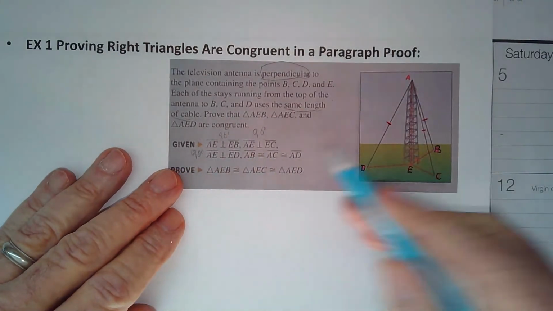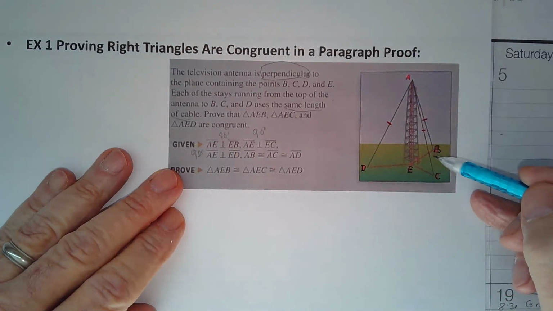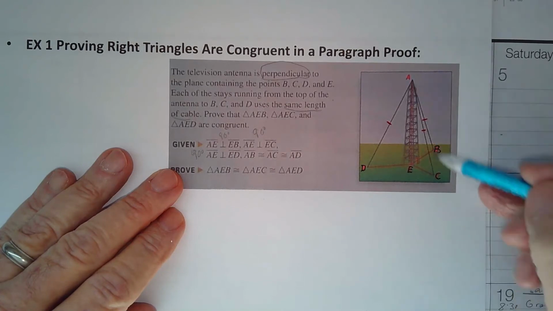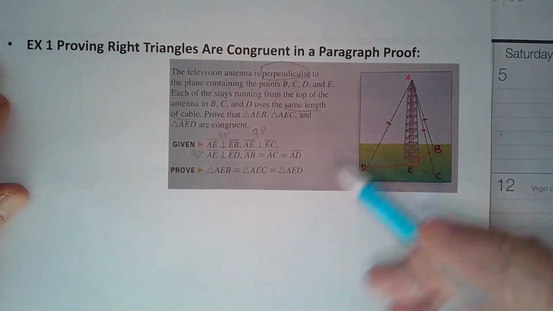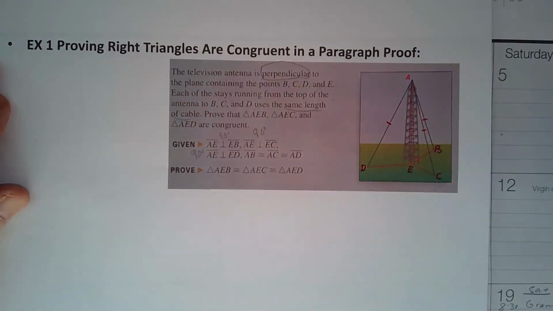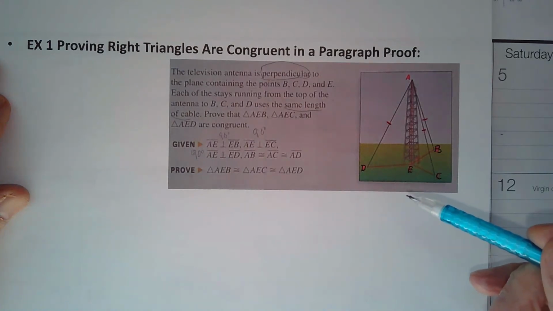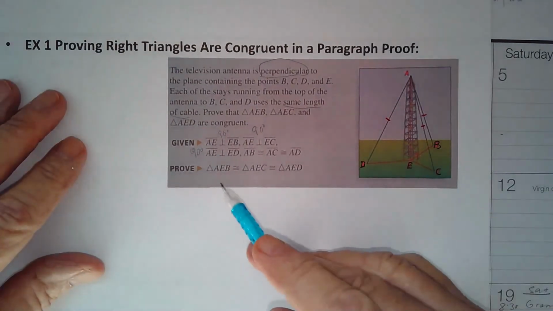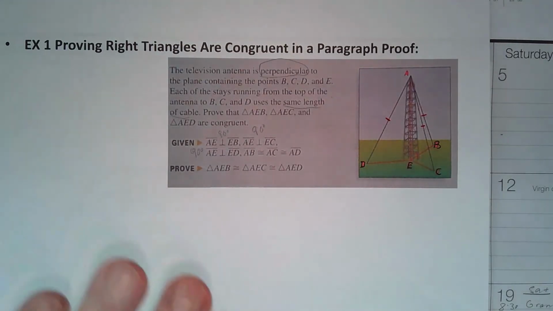Then they tell you AB, that's this cable, is congruent to AC, which is this cable, and it's congruent to AD, which is this cable here. So all the cables are congruent. The angles are congruent. All right? And then they want you to prove that the triangles are congruent. So we're going to do this as a paragraph proof.